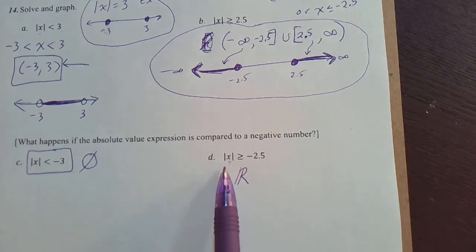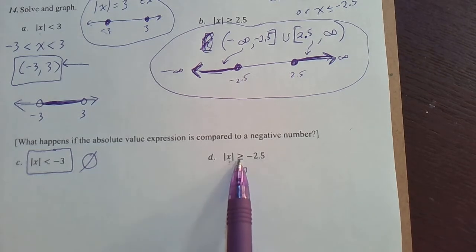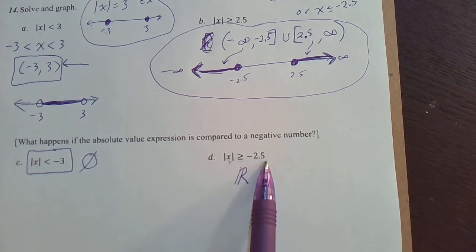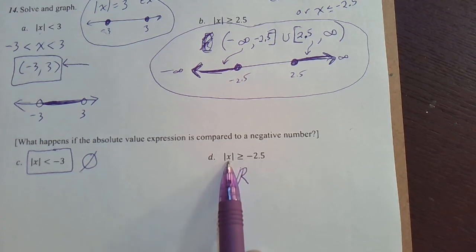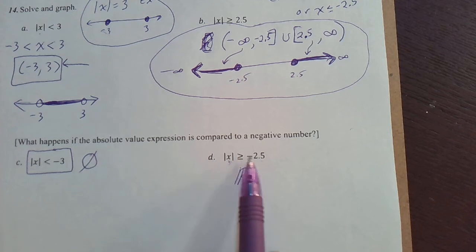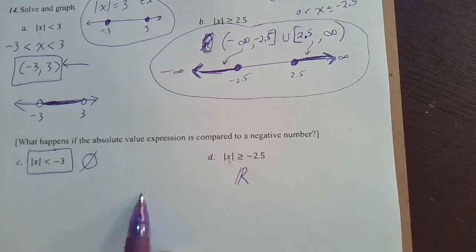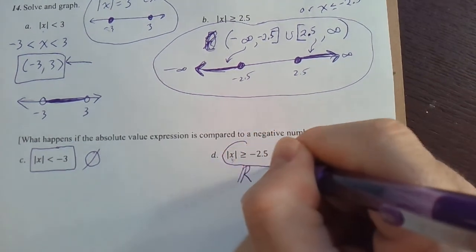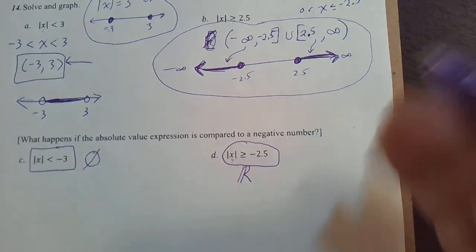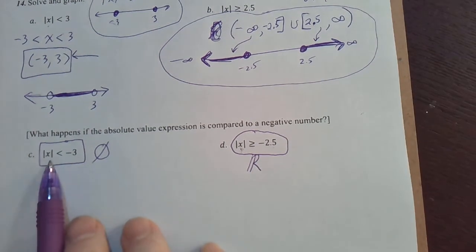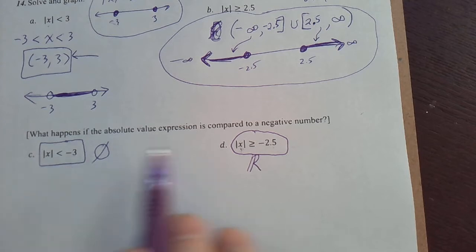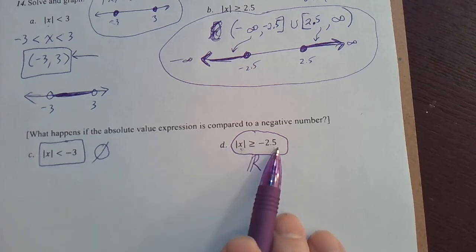Every real number works there. 10 is greater than or equal to negative 2.5, which means you can plug in negative 10 and get the absolute value. That'd be positive 10 is greater than or equal to negative 2.5. Every positive number is greater than or equal to negative 2.5. So those are two special cases. The recipe didn't mention them because they're kind of trivial. It's when the absolute value is less than a negative, or absolute value greater than or equal to a negative.